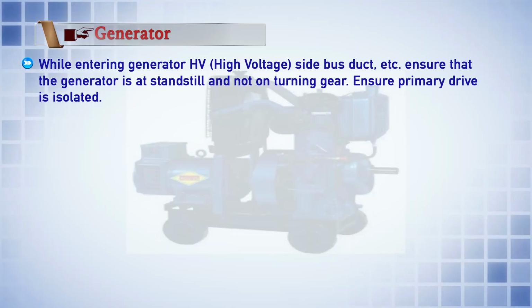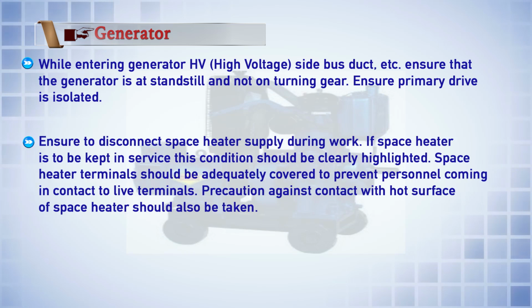The following are the precautions that should be taken while testing a generator. First point: while entering the generator, high voltage side, bus duct, etc., ensure that the generator is at standstill and not on turning gear. Ensure the primary drive is isolated. Second point: ensure the space heater supply is disconnected during work. If the space heater is to be kept in service, this condition should be clearly highlighted. Space heater terminals should be adequately covered to prevent personnel coming in contact with live terminals. Precautions against contact with the hot surface of the space heater should also be taken.